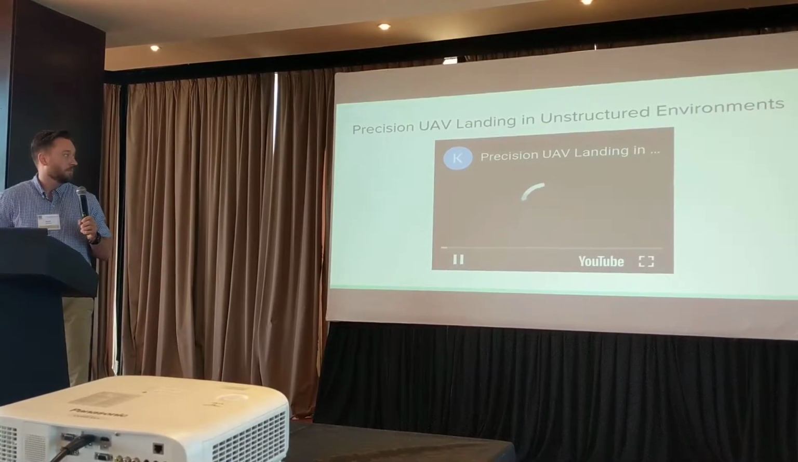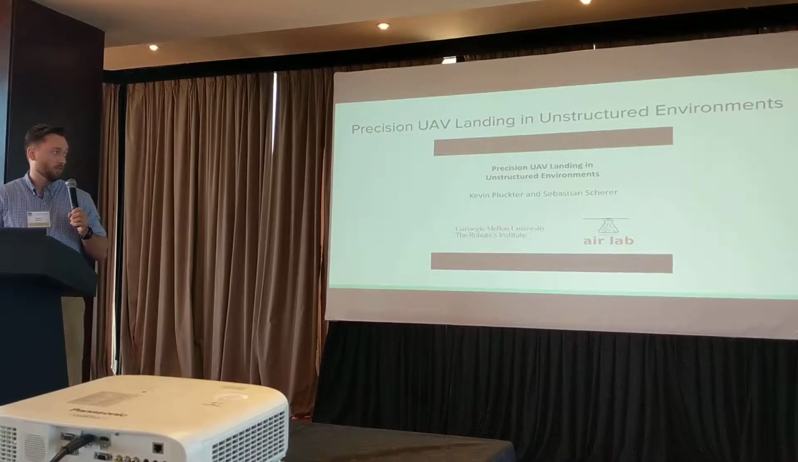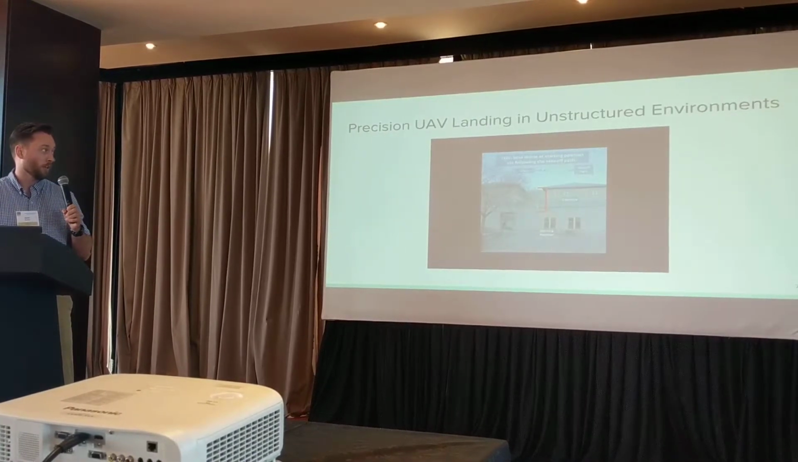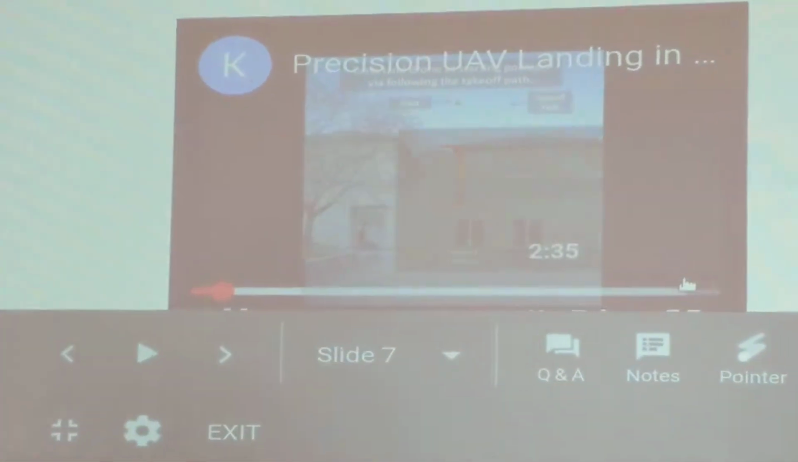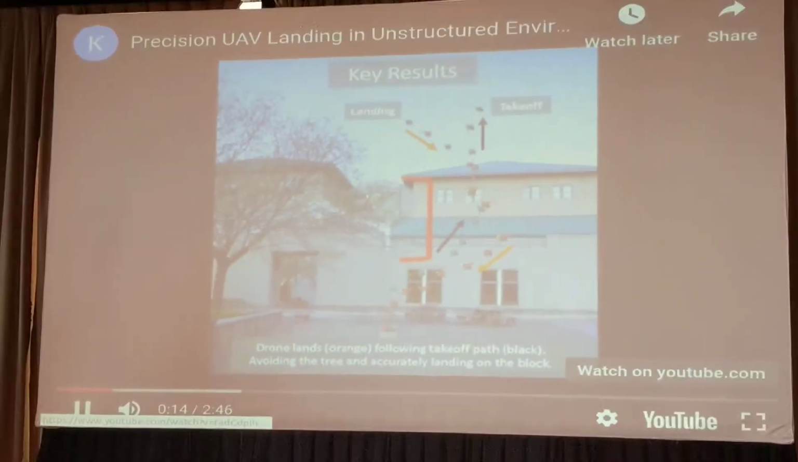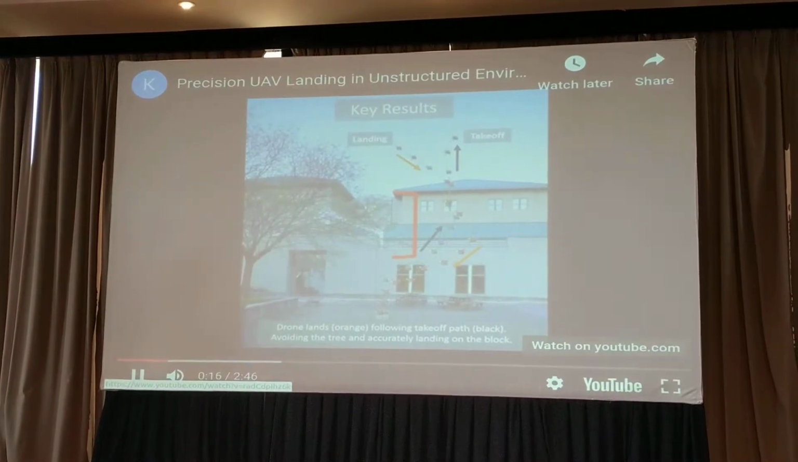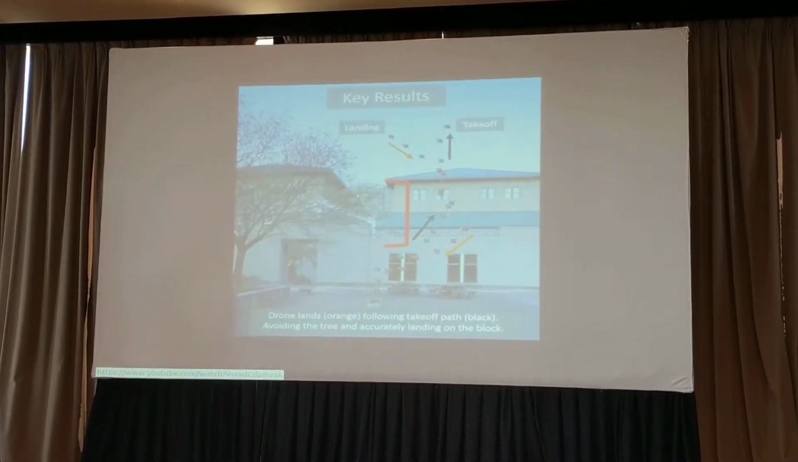So to go into this a little bit, I'll first start off with a bit of a video showing the algorithm working. So once again, we have our problem of landing the drone accurately. And our key result is that it follows along a similar path back to the takeoff position.